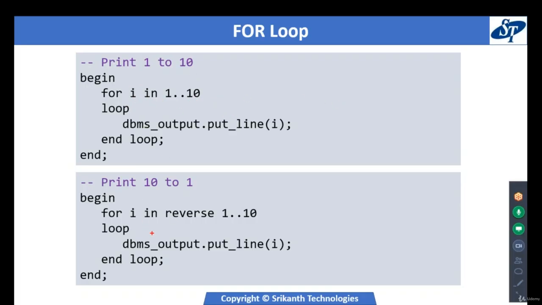But the same loop can be written using reverse. And one very important point, you should not change this. You just have to give reverse if you want to start with 10 and go down to 1. So when you say reverse, it starts at 10 and goes down to 1. So the same loop is now going to print numbers from 10 to 1: 10, 9, and so on.